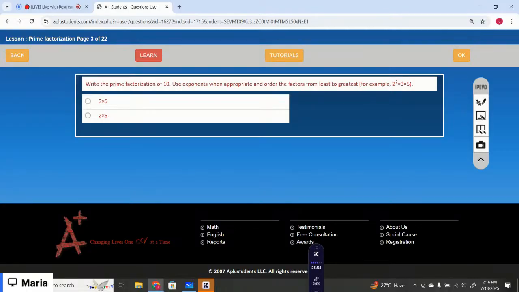Write the prime factors of 10. So which is the correct option? That would be 2 times 5. Option number 2 is the correct option.